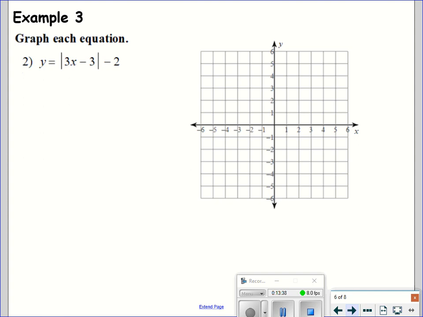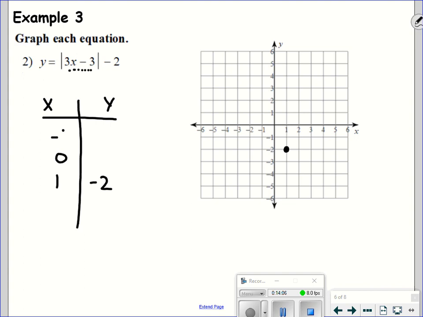All right, next one. Let's make our table of values. What value of x would zero out just the inside of this absolute value? If x was 1, then I would have 3 times 1 minus 3. That would produce a 0 output. If I plug that 1 into the entire equation, the absolute value zeroes out, and then I subtract 2 in the end. My vertex should be the point 1, negative 2.